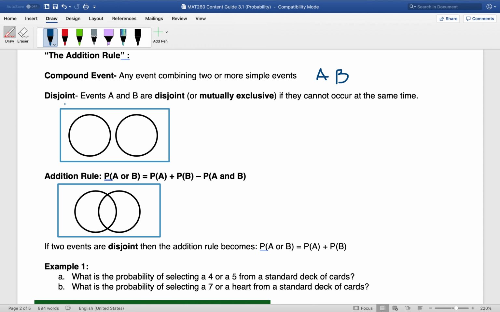So disjoint means when events A and B are disjoint, or you could call them mutually exclusive, they cannot occur at the same time. So here we have event A, and here we have event B, and we can see there's no overlap. They don't occur at the same time. So these could be things such as if you're rolling a die, you can't roll a 1 and roll a 2 at the same time. That's impossible. So those would be disjoint.